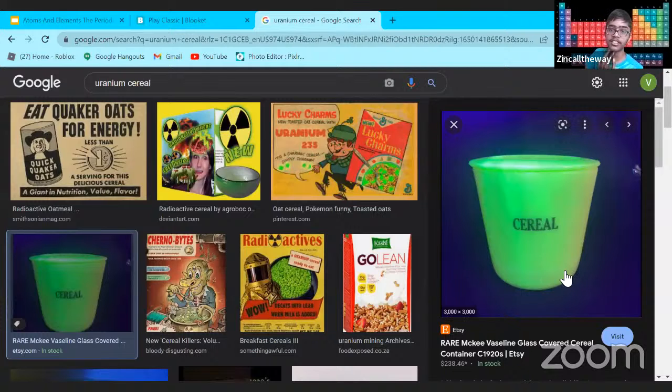Which one of you knew that silicon was a semiconductor and it's in our computers? Me. I did. Only because of you. Looks like Vish doesn't know. Hey guys, here's the cereal of the future. Uranium cereal.